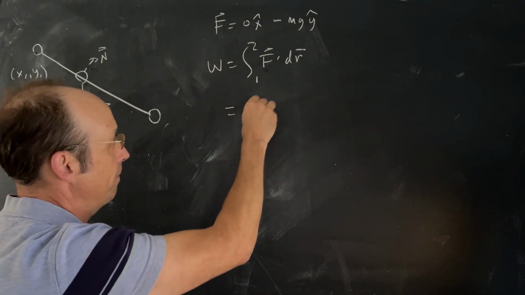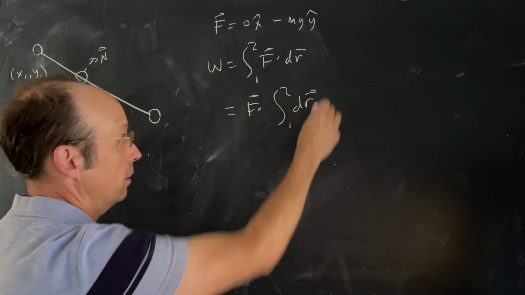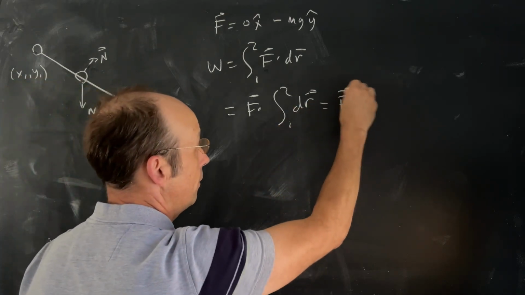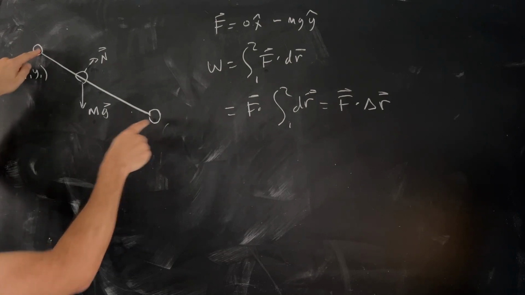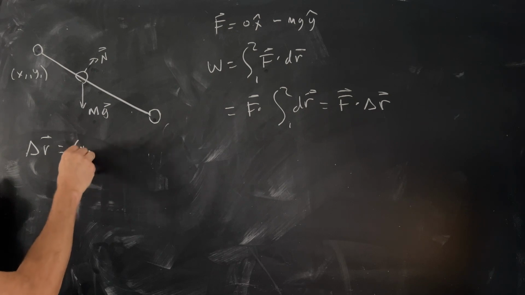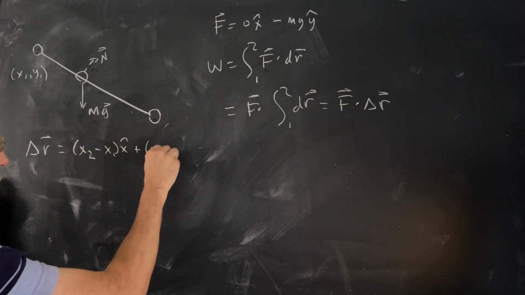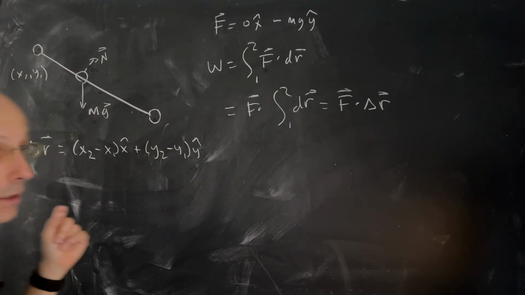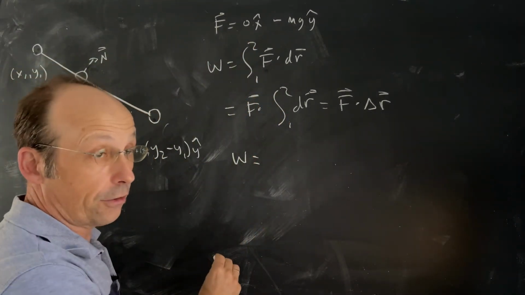So I actually can factor out this constant F, which seems silly, but it works. So this is F dot the integral from 1 to 2 of dr. But the integral from 1 to 2 of dr is just delta r. So this is equal to F dot delta r, where delta r is the vector from here to there. So let's write delta r: it's going to be the change in x, x2 minus x1, x hat, plus y2 minus y1, y hat. And now I have the force and I have delta r, so I'm going to write it all explicitly because I care.